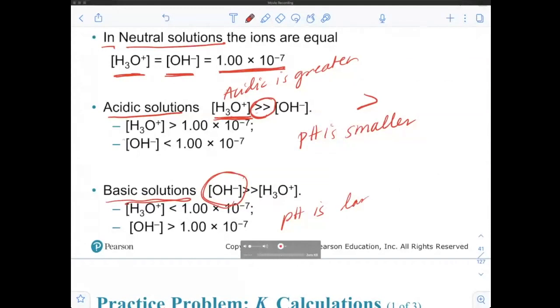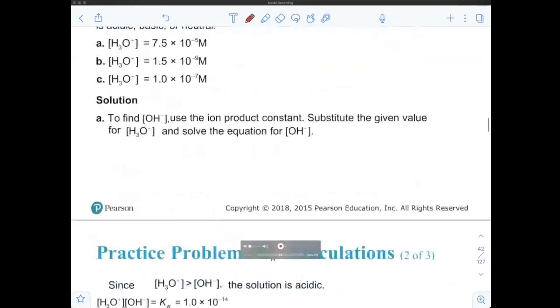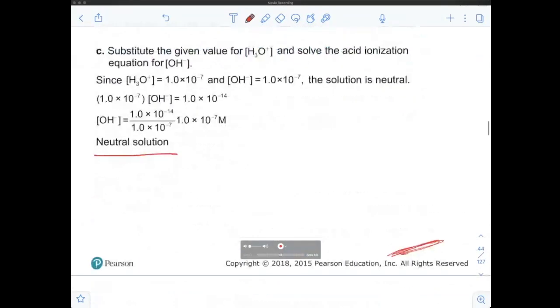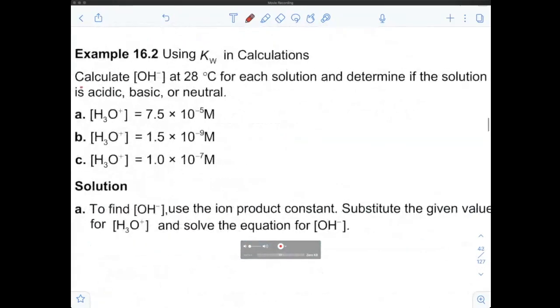Okay? Next one we're looking at is K. It says using KW calculations, calculate the OH at 28 degrees. We're going to use the same equation we had before to solve for this. So I'm going to go ahead and finish this part here and then wrap up this video. I'm close to the end. I'm going to write all three right here.